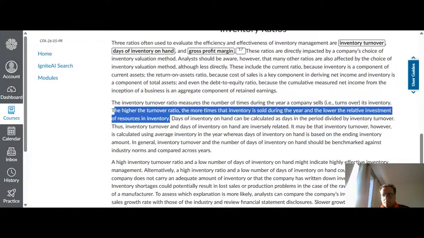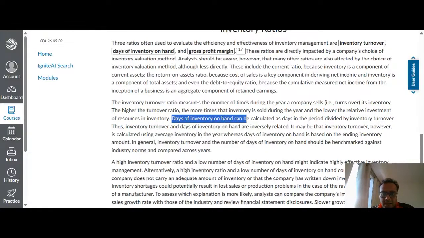Let's say you go to a shop to eat samosas, and he sells 500 samosas during a day, and if he has 50 samosas at that place, it means that he sells 10 times the stock that he generally has. So that's the indication of how many times my stock is covered by my level of sales. The higher the turnover ratio, the more the inventory is sold, and the lower the relative investment of resource in inventory.